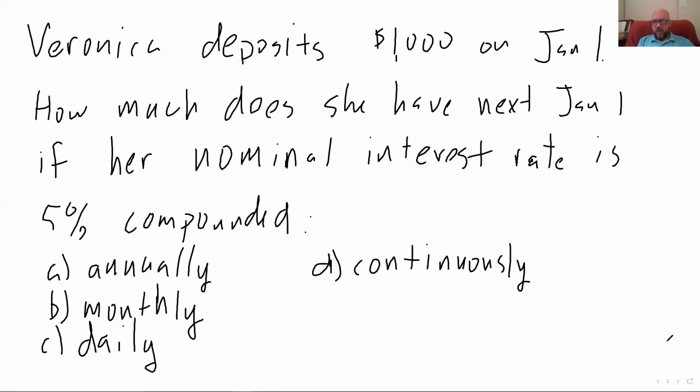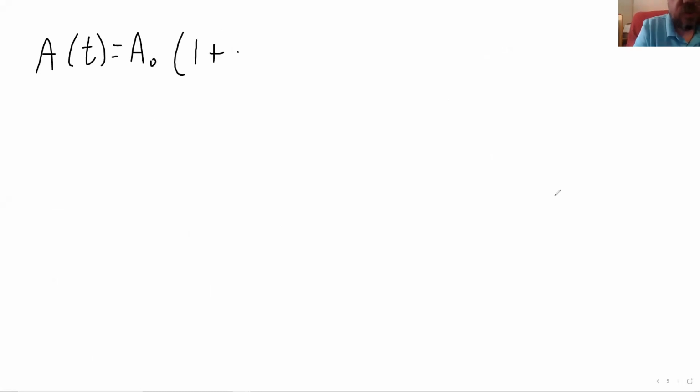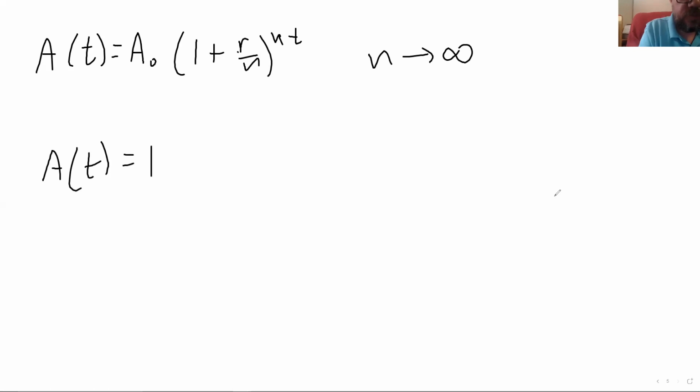So in that case, Veronica would not be using this formula, A of t equals a0 times (1 plus r over n) to the nt, because we can't really put infinity in for n. Instead, we do a little calculus, and it turns out that when we let n go to infinity, A of t for Veronica is going to be a0 e to the rt.